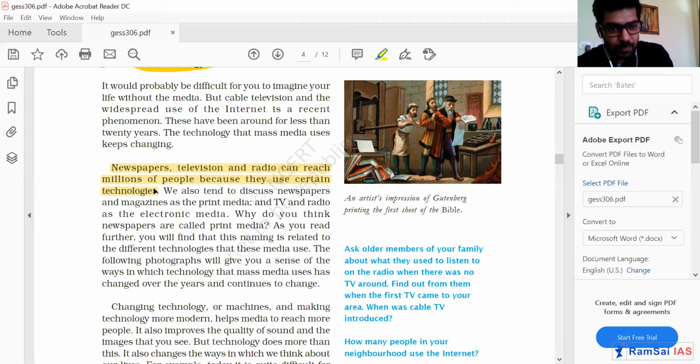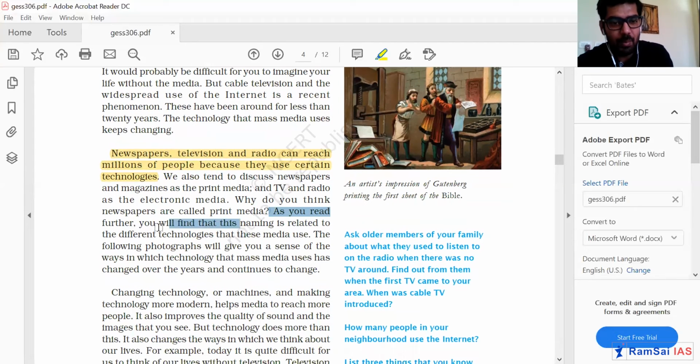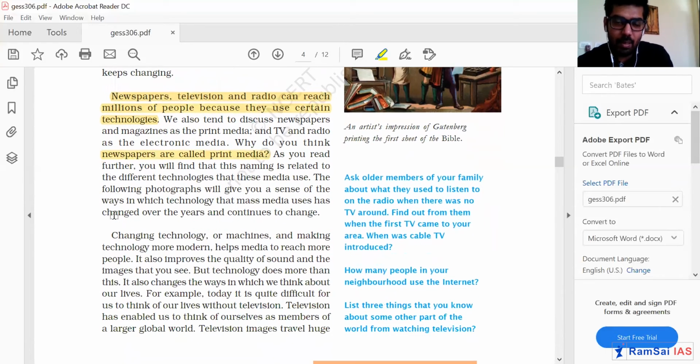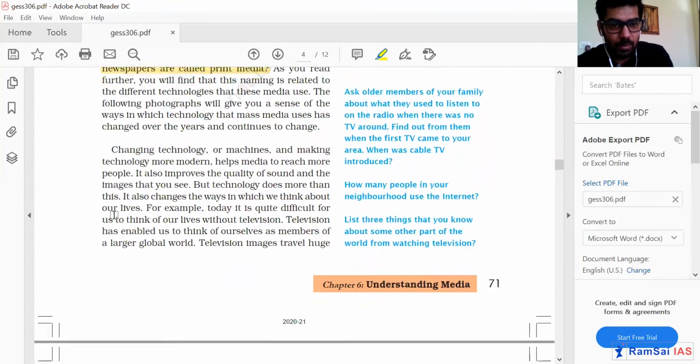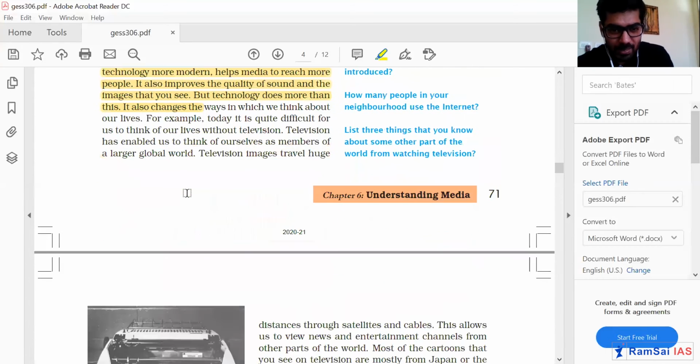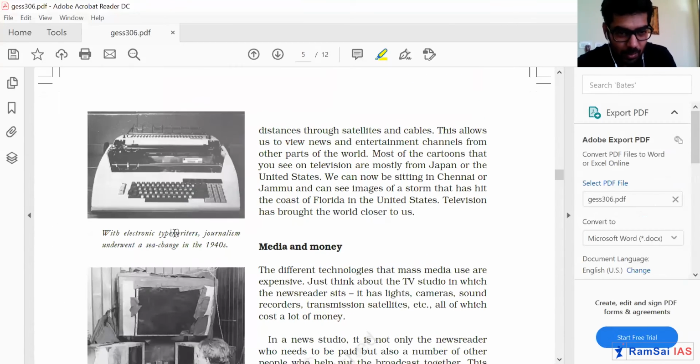And newspaper is called print media because it goes into print, and there is a big machine that prints the news. And then TV and radio are essentially referred to as electronic media. So changing technology or machines and making technology more modern helps media to reach more people. It also improves the quality of sound and the images that you see. The various technical aspects, these are very basic things that are given here. How these electronic typewriters, these are 1940s era.